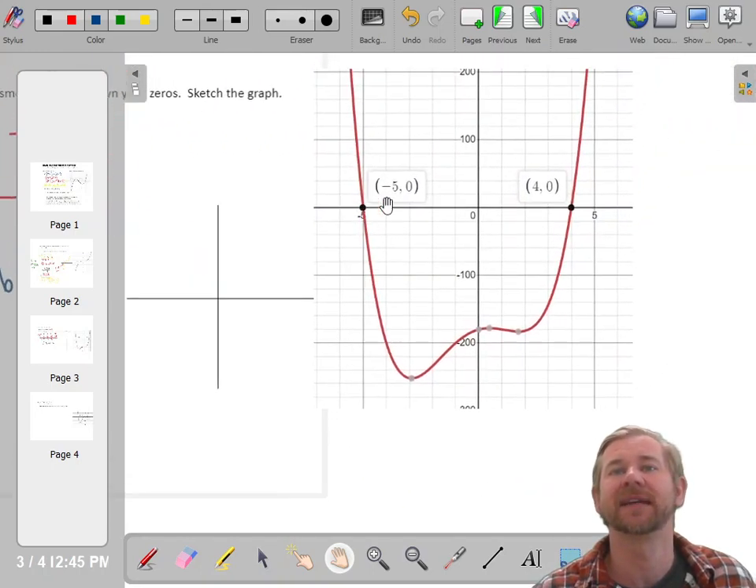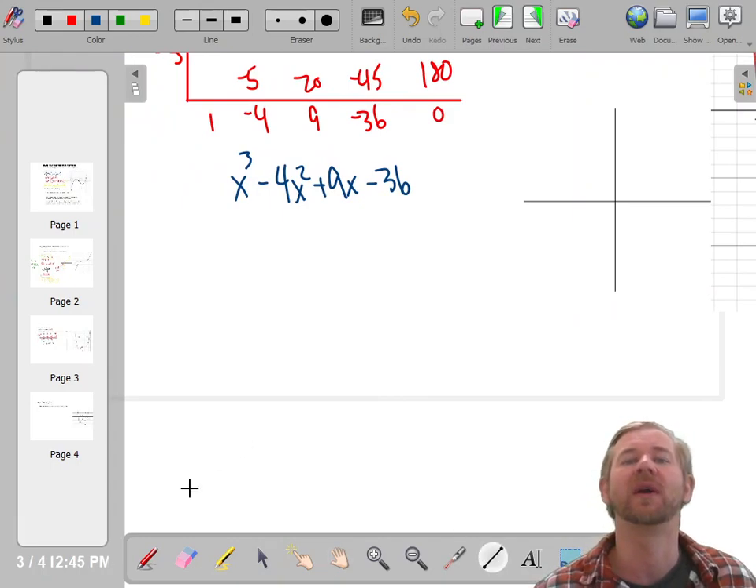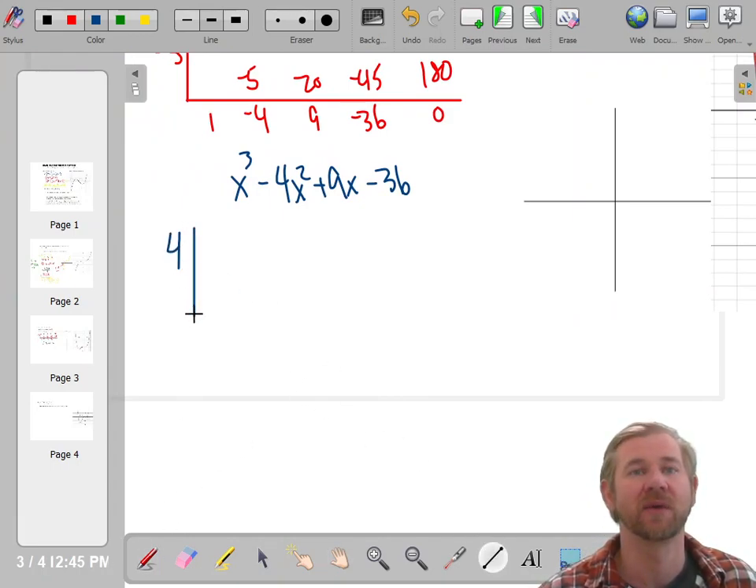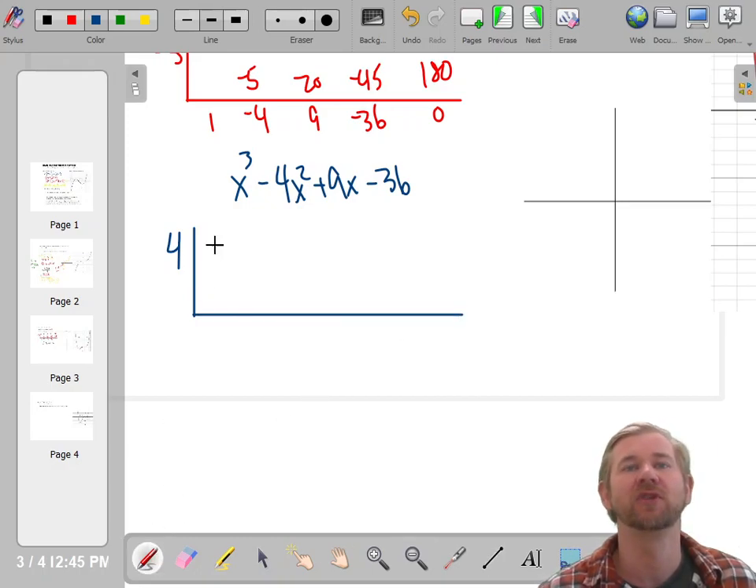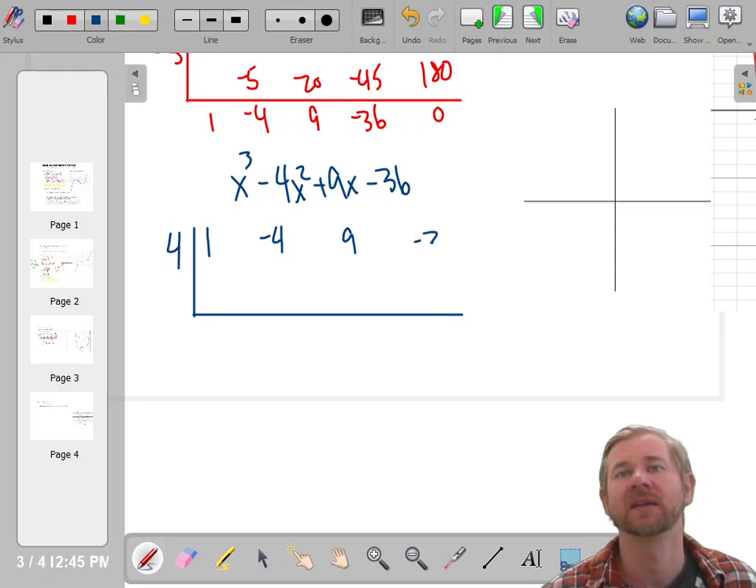Well, look, we already knocked out the -5. The 4 is the other one. So when I plug in 4, I'm going to do 4 with this cubic, though. So I'm going to go down 1 more degree from a cubic using this. So 1, -4, 9, -36. Multiply, add. Multiply, add, multiply, 36.